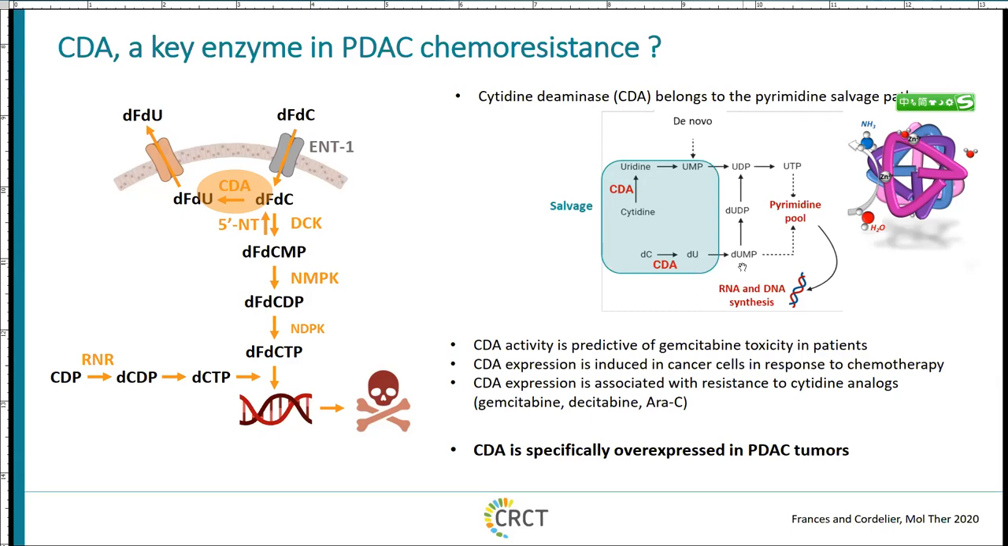It belongs to the pyrimidine salvage pathway by recycling cytidine to uridine. When you look at this protein in patients, the activity of CDA is predictive of gemcitabine toxicity. It's something that can be monitored in the blood of patients. Many groups have found that in response to chemotherapy, CDA can be expressed by cancer cells, so it's an acquired resistance to treatment. In many cancers, including pancreatic cancer, CDA expression is associated with resistance to cytidine analogs. It's also known in AML, in leukemia. But what we found, which is quite interesting, is that CDA is specifically overexpressed in pancreatic tumors. Next slide, please.